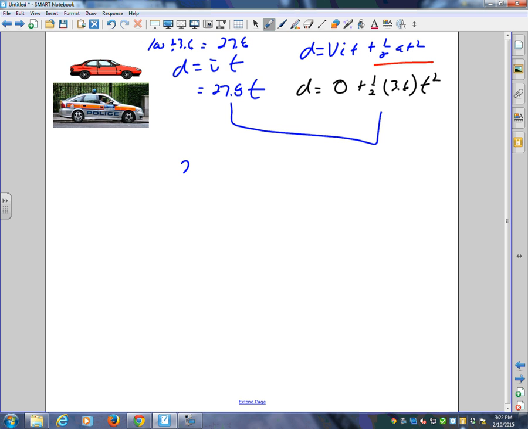So you're right. 27.8 T is equal to 1/2 times 3.6, or 1.8 T squared. Make it into a quadratic: 1.8 T squared minus 27.8 T. And as Hannah pointed out, there is no number by itself. There's no C, which means you don't have to use the quadratic formula. Because how do you solve something like that? I don't know. Factor out a T.